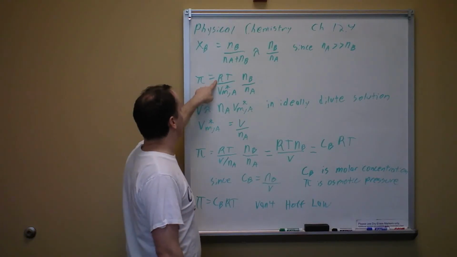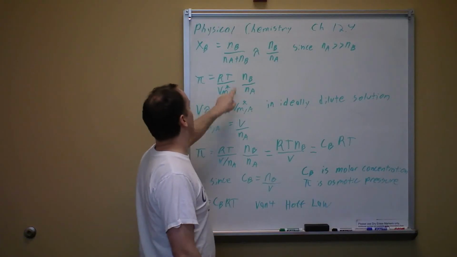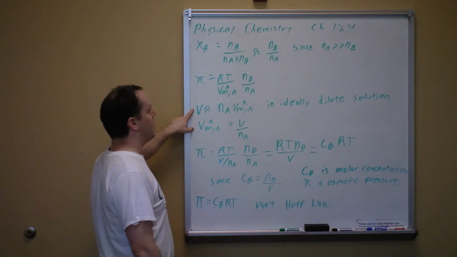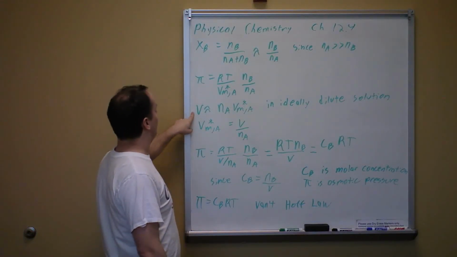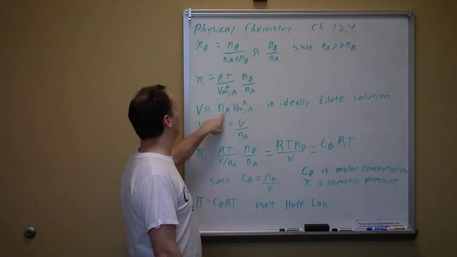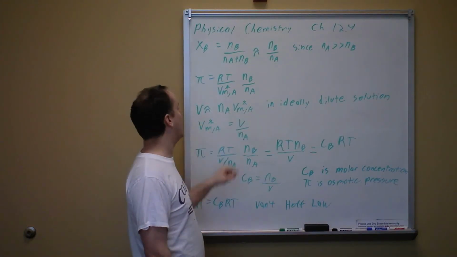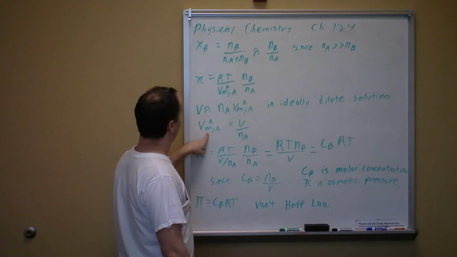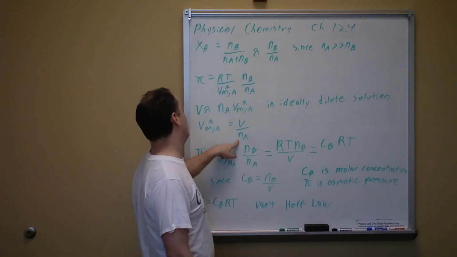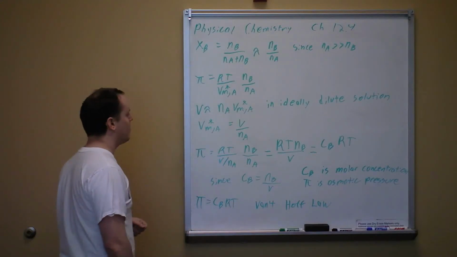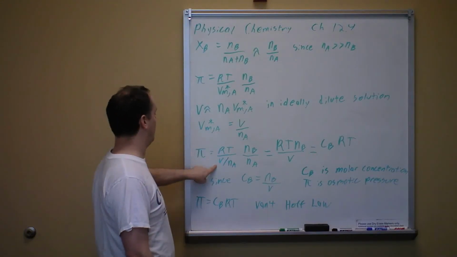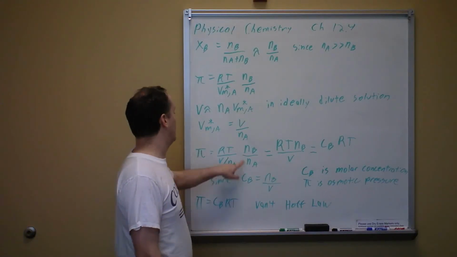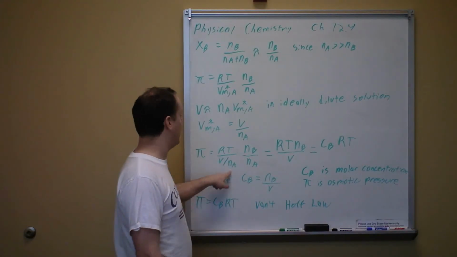and that's equal to RT over the molar volume of A in the pure state times the number of moles of B divided by the number of moles of A. Now we also know that in an ideally dilute solution, the total volume is roughly equal to the number of moles of A times the molar volume of pure A. So solving that for just the molar volume of A star, we get the molar volume of pure A is equal to the total volume of the solution divided by the number of moles of A. Then we want to substitute that back into the formula, and we get the osmotic pressure pi is equal to RT over V over Na times Nb over Na. Notice these two Na's cancel out.